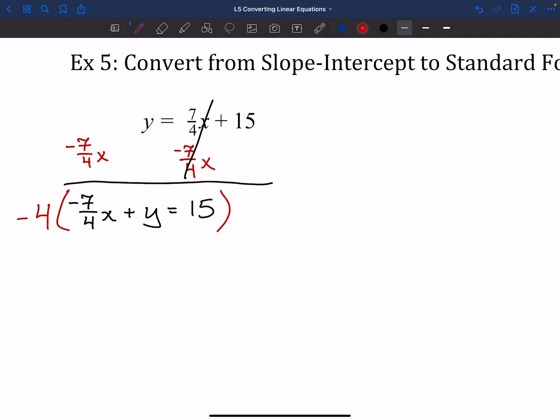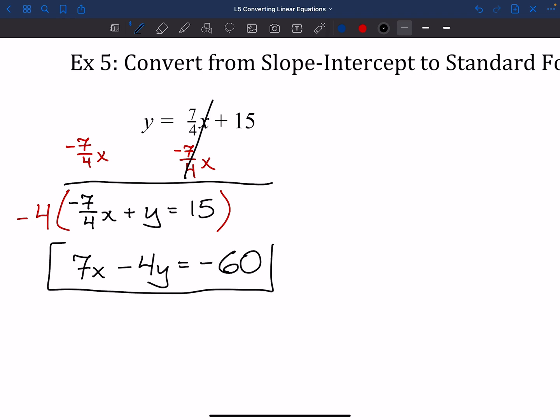Right? So when we're going through and multiplying everything by -4, when we multiply it into negative 7/4 x, the denominator will cancel the bottom of the fraction, and then negative 7 will leave us with positive 7 with that x there. All right. When we do -4 times positive y, we're going to end up with negative 4y, and then -4 times 15 will give us negative 60.